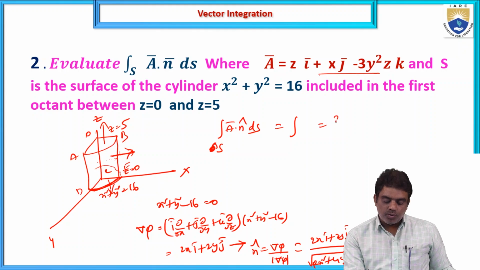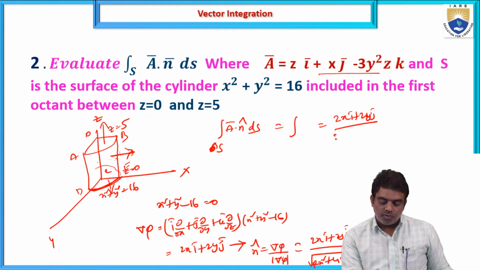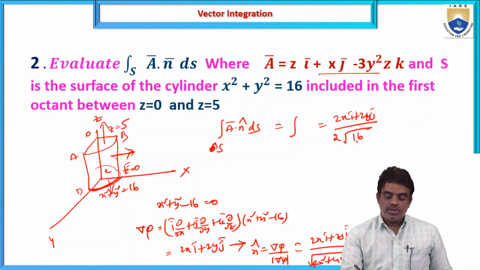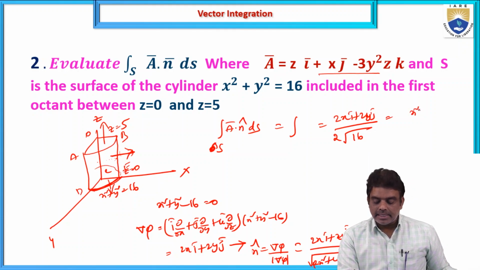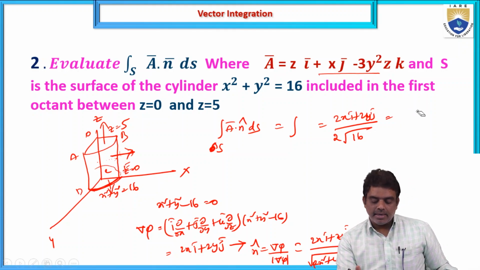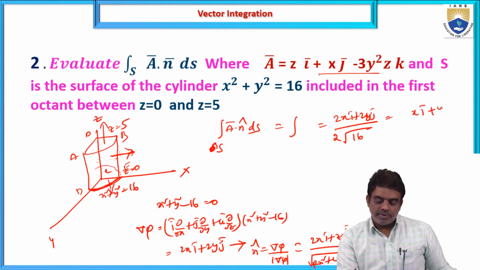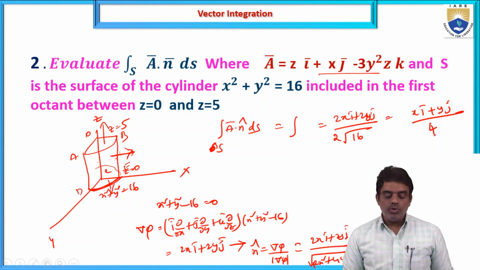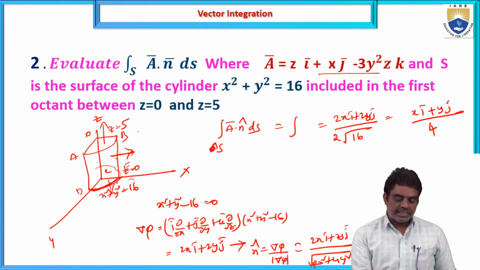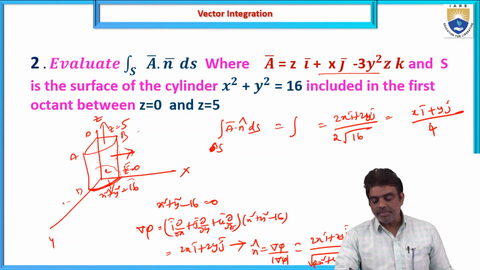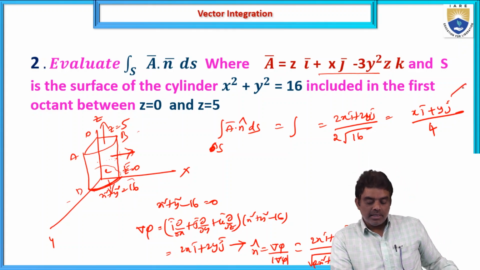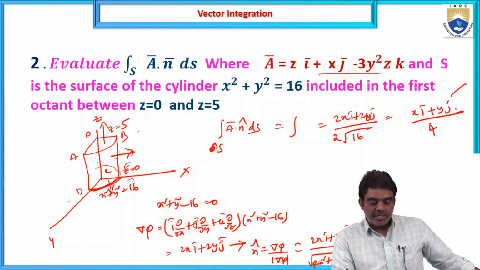So this is equal to 2x i bar plus 2y j bar divided by, taking 4 outside, 2 times the square root of x square plus y square, which is 16. So the 2 is cancelled, and in the numerator you get x i bar plus y j bar by root 16, which is 4. This is the unit outward normal vector for the surface ABCD. For the surface ABCD, the outward normal vector is this. Keep this outward normal vector as n cap.